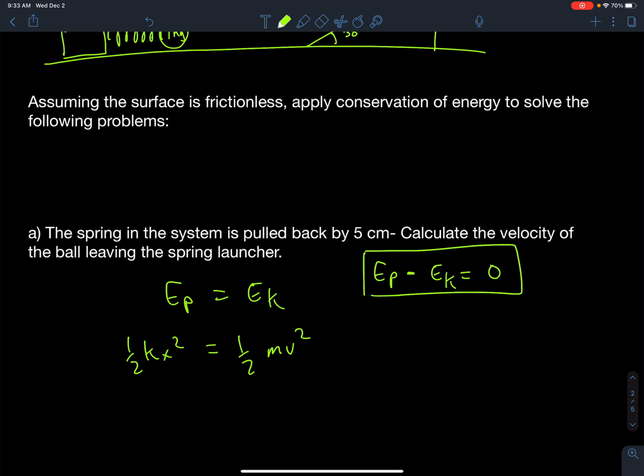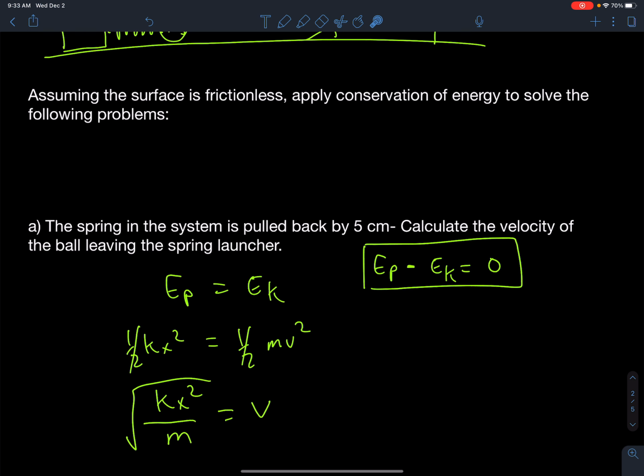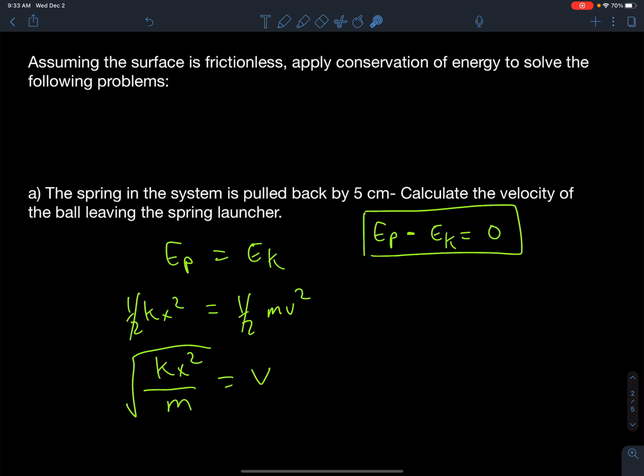And now I can try to simplify the algebra before plugging numbers in. So that 1/2 goes away. And then kx squared over m, square rooted, is going to be equal to my velocity. Now notice I did a lot of algebra in my head. I don't like it. For you guys, I'd like you to do 2 or 3 steps. But the final should look something like this.